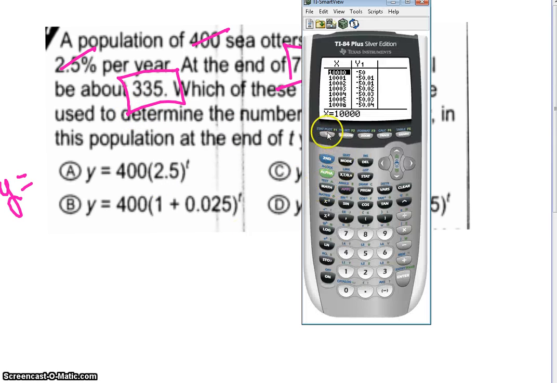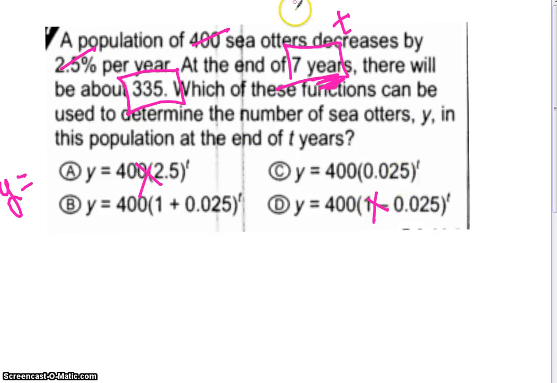So go to y equal, clear it out, and we're going to say 400. Actually, you don't even have to do the y equal. Go to your home screen, clear it. And you're going to say 400 times 2.5 rooftop 7. Because I'm just putting 7 in for t. And I get 24. I do not get 335, right? So that one's not it. 400, open parenthesis, 1 plus 0.025, close parentheses, rooftop 7. And I get 475.